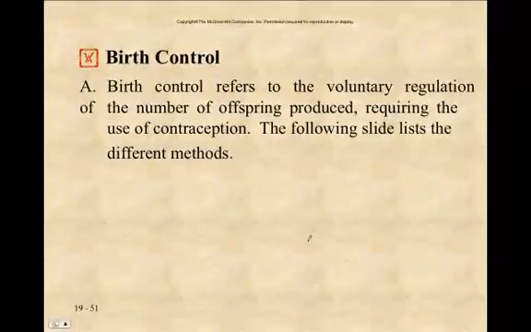Now, this would be kind of interesting. Since we've talked about the cycle, now we can talk about a couple of different methods of birth control. Obviously, birth control refers to voluntarily regulating the number of offspring that would be produced, and this requires contraception, probably nothing new to you as adults. This is just going to list out some of the different methods for birth control, not reproduction, the opposite of reproduction.